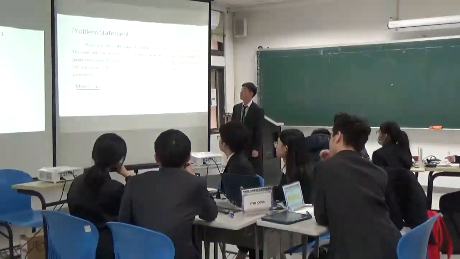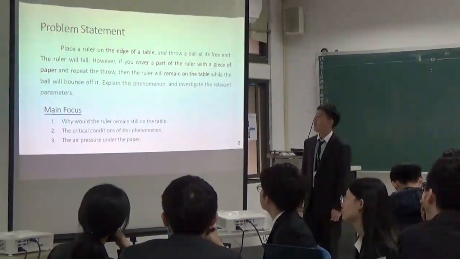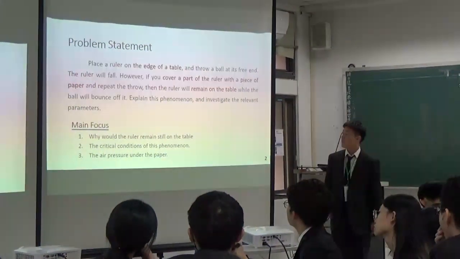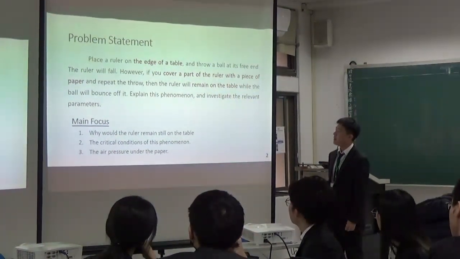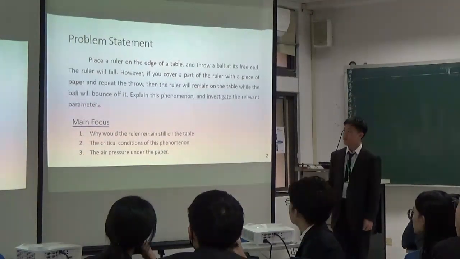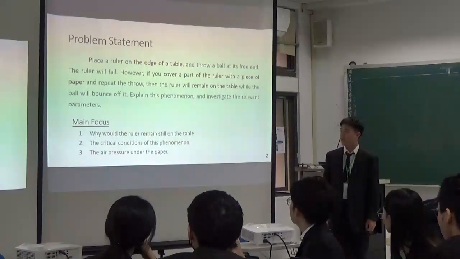Place a ruler on the edge of a table and throw a ball at its free end. The ruler will fall. However, if you cover a part of the ruler with a piece of paper and repeat the throw, then the ruler will remain on the table while the ball will bounce off it. Explain this phenomenon and investigate the relevant parameters.